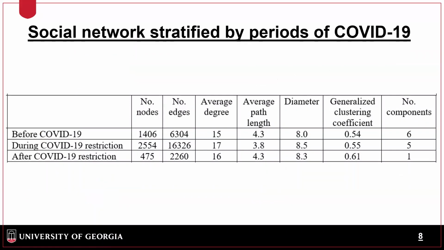We compared the network statistics across the period of COVID-19 restriction. Here is the analysis for the social network. This analysis indicates that the social network did not change very much across the COVID-19 restriction. For example, the average degree, the average path length, the diameter, and the clustering coefficient are nearly identical before and during the restriction.